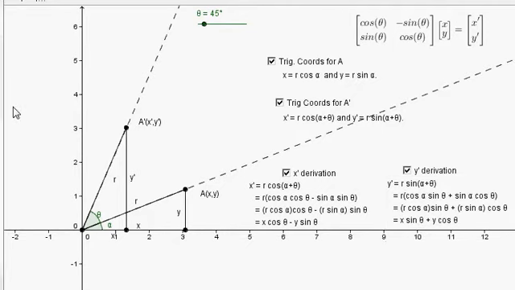Okay, in this video, let's look at one more thing. Let's do a rotation that is not about the origin. How do we do that if our point's out here somewhere else?